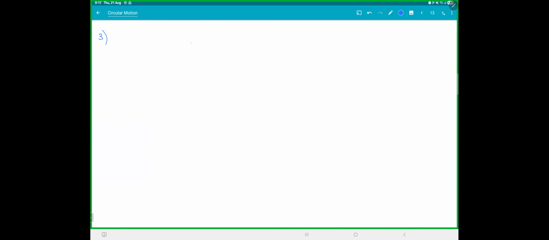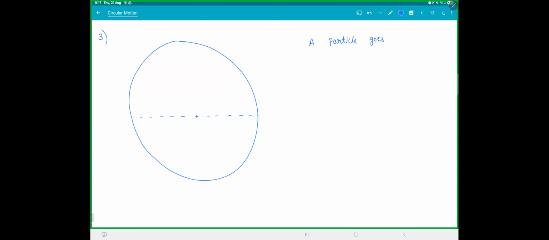So let's say we have a particle going in a circle. This is another standard question, CET or BITS level question. Standard resolution, remember this. A particle goes in a circle with speed v. Radius is r.